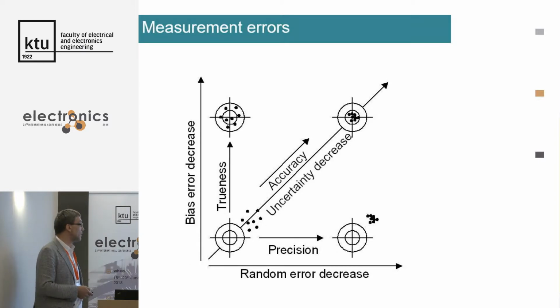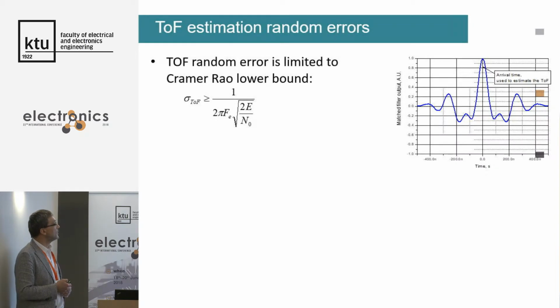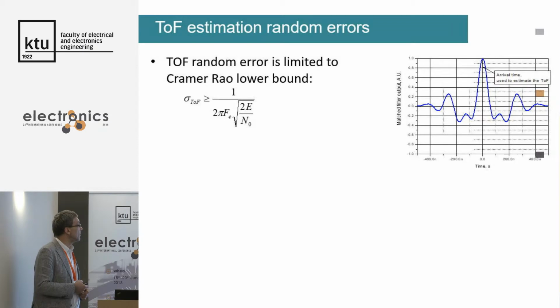When it comes to measurement, some basics: when it comes to accuracy, or decreasing the uncertainty, we have two types of errors. We have random errors, which are defined by the precision term, and bias errors, which are defined by the trueness term. When it comes to random errors, it is Cramer and Rao, two scientists from the 50s and 60s, who discovered this simple relationship. It is the Cramer-Rao lower error bound.